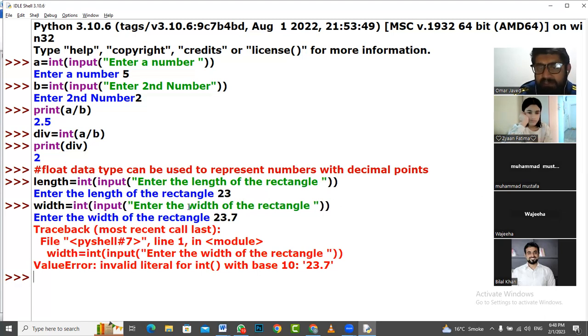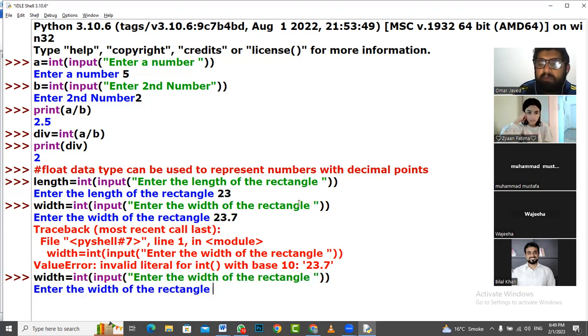What error it has made is something I can explain very simply. It says that you have told me that width is an integer, but the number that you have entered is not an integer. So it is possible that we might have to use numbers which contain decimal places, and for keeping that in mind, we would have to use the float data type. But let's say that I run this command again, and instead of entering 23.7, I enter 24. It works perfectly fine. There is no error.